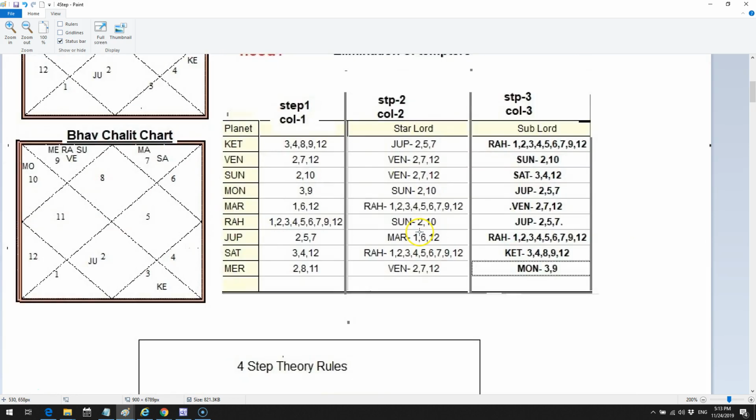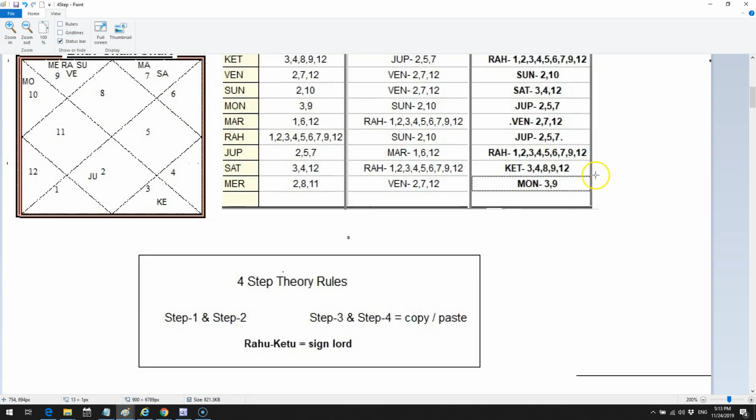Unlike the usual method, where the conjunction, aspect and the sign lord, everything is used to assess the signification of Rahu and Ketu, and this is how we end up having a layout where there are too many significators for a given house.